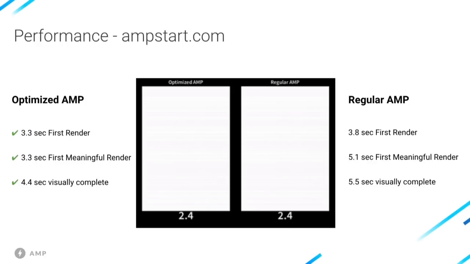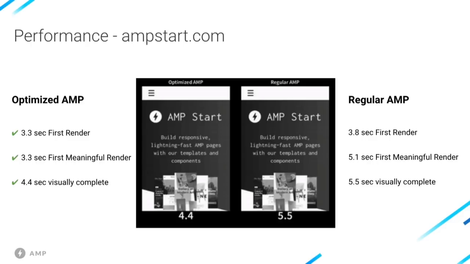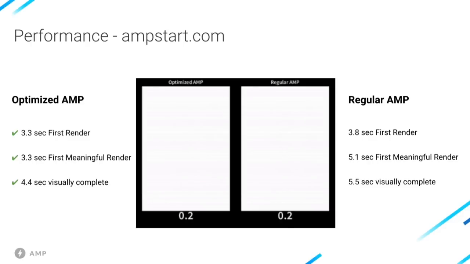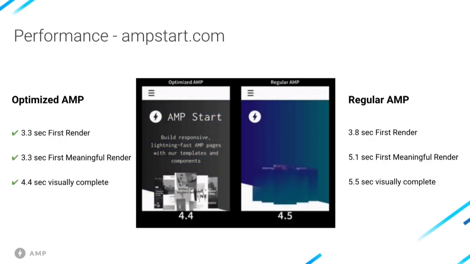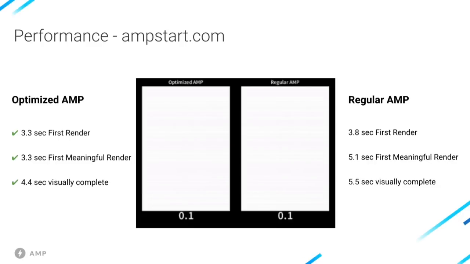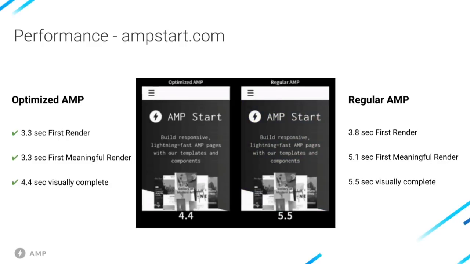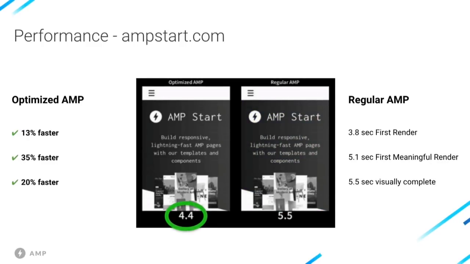So let's see how fast it is. We've spent some time comparing the optimized version against the regular counterparts on AMP canonical websites. Those tests were run on a regular 3G network. On AMP start, for instance, the first render with content happens in only 3.3 seconds, as opposed to 5.1 on the non-optimized version. That is a 35% performance improvement.